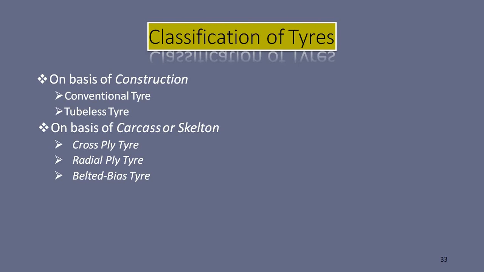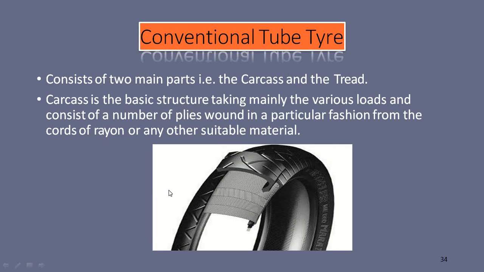Classification of the tires on the basis of construction. Basically, they are classified into two types. First one, conventional type of tire and tubeless type of tire. On the basis of the skeleton or carcass, they can be classified into cross ply tires, radial ply tires, and belted bias tires. Now we can see them one by one.